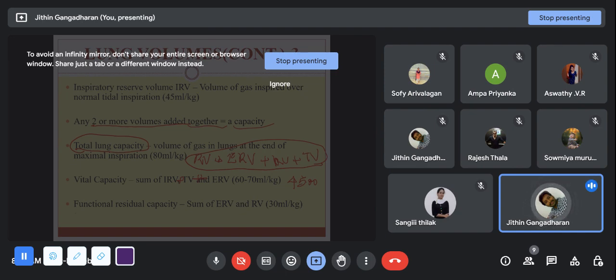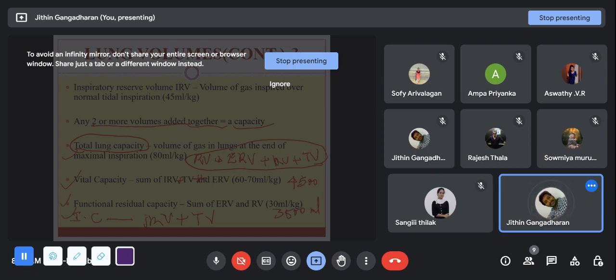And there is one more thing which is known as inspiratory capacity. So those are the four: total lung capacity, vital capacity, inspiratory capacity, and functional residual capacity. So inspiratory capacity is the amount of air inspired after normal expiration. So it is around 3,500 ml. Inspiratory capacity is IRV plus TV.